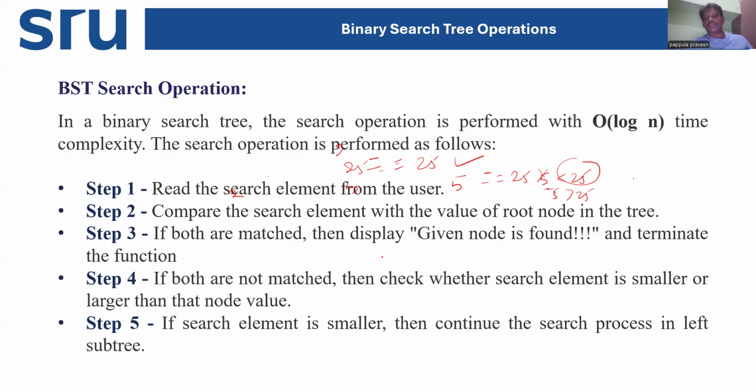If the search element is smaller, then continue to search in the left side. Why do we move to the left side? Actually, after creation of the search tree, all elements less than the root node are on the left side. All are constructed as a left subtree. These are all less than the root node. And we construct the right subtree, those elements all are greater than the root node. Okay, clear? So that's why if the search element is smaller, then continue the search process in the left subtree.